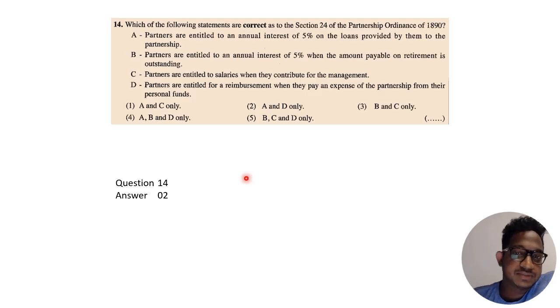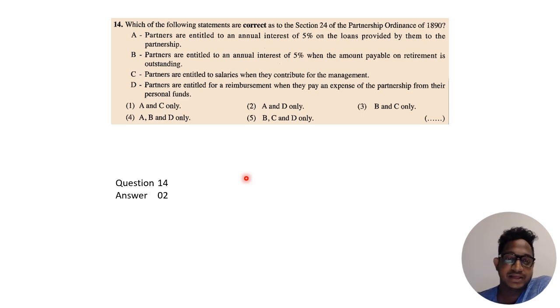Which of the following statements are correct as to section 24 of the Partnership Ordinance 1890? Partners are entitled to an annual interest of 5% on loans provided by them to the partnership. That's correct. Partners are entitled to an annual interest of 5% when the amount payable on the retirement is outstanding.